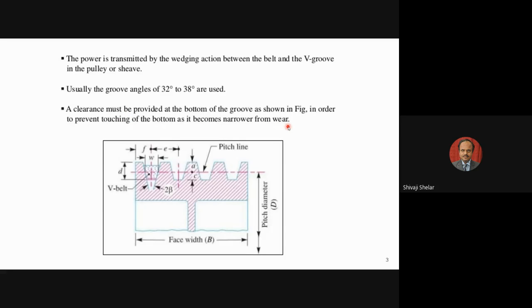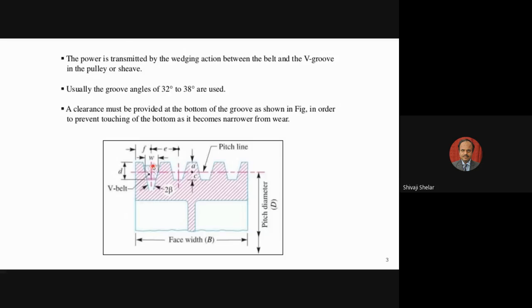So what is the significance of this? If you want to identify whether your belt is worn out or not, then normally we have to check the bottom surface of the belt, that is, the exposed bottom surface of the belt. If there is wear on that bottom surface, it means there is a need to replace that V belt. If that bottom surface is not worn out, then you can still use that belt with proper care.